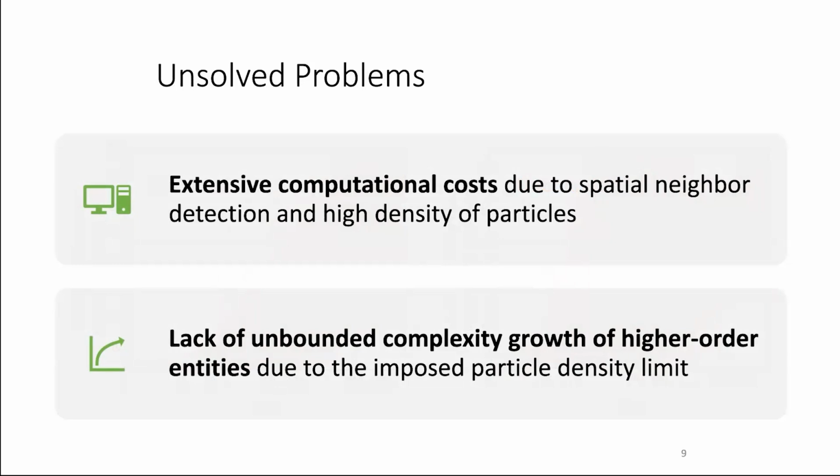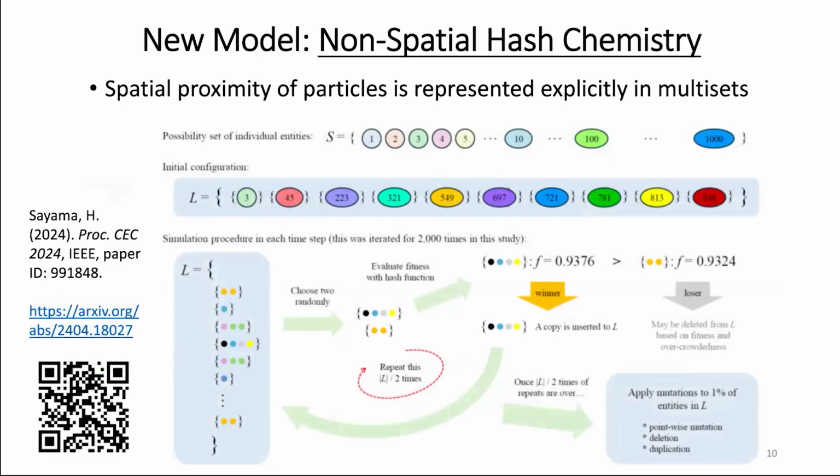And the computational cost in the original hash chemistry was very, very large, especially because I was not really using optimized code. I was a heavy Wolfram Research Mathematica user. This was actually simulated in Mathematica. Takes days, right? And also the lack of the unbounded growth of complexity in terms of maximal number of entities. So we want to have the more unbounded system at a much faster computational speed. So that's the rationale for this non-spatial hash chemistry.